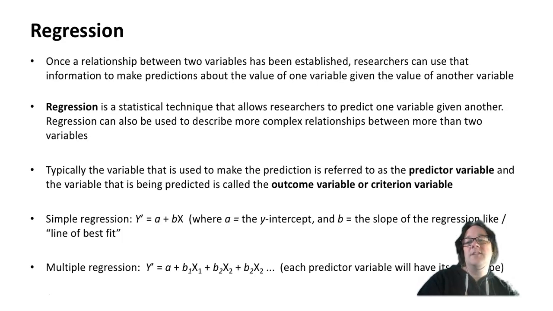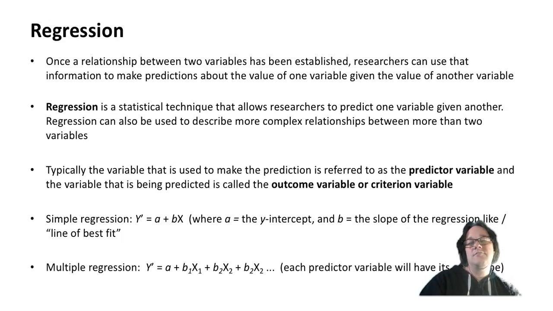So it's a statistical technique that allows researchers to predict one variable given another variable. Regression could also be used to describe more complex relationships between more than two variables. This is what we call multiple regression. So multiple regression is kind of cool.